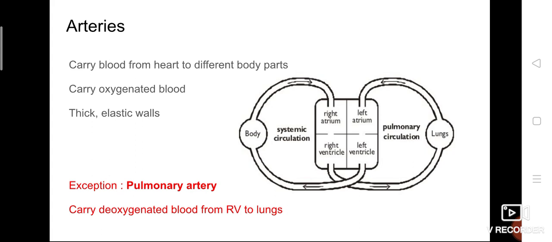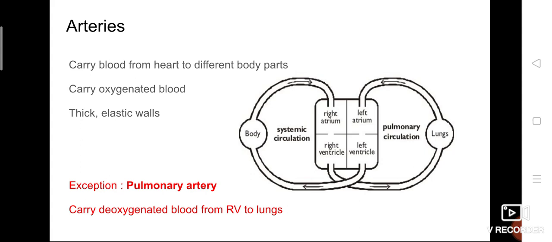In the alveoli of the lungs, what is taking place? The exchange of gases. The carbon dioxide released from all the cells combines with the blood, goes to the lungs, and is removed. That carbon dioxide only we are exhaling out. So the lungs are the place where the exchange of gases takes place. Here the blood is transferring from the right ventricle to the lungs, so it is going to give that deoxygenated blood to the lungs.